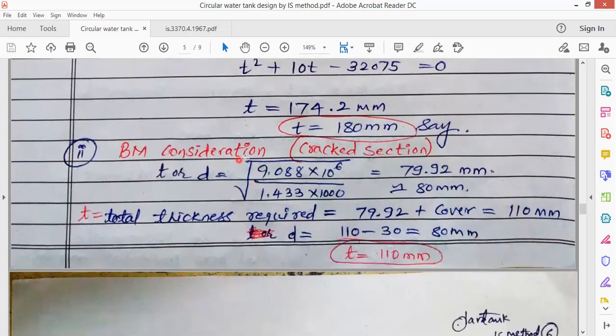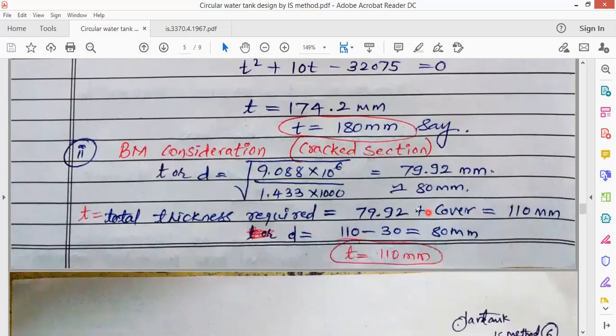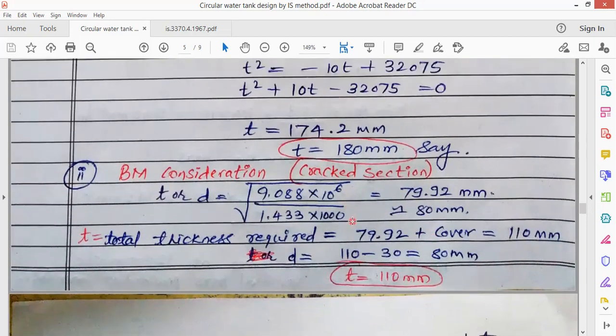And second is the bending moment criteria again, where cracking section is considered. So it is as usual, M divided by R into 1000, or Q into 1000. Here M is the maximum moment we have calculated, so it is 9.088 kilonewton meter. So kilo is 10 to the power 3, meter to mm 10 to the power 3, so it is 10 to the power 6 divided by 1.433 into B. B is 1000. So I will obtain the depth of wall or thickness of the wall here as 80 mm. So as per the above requirement, we have 80 mm.